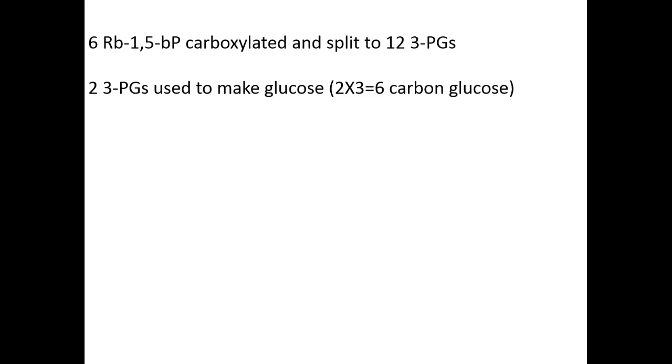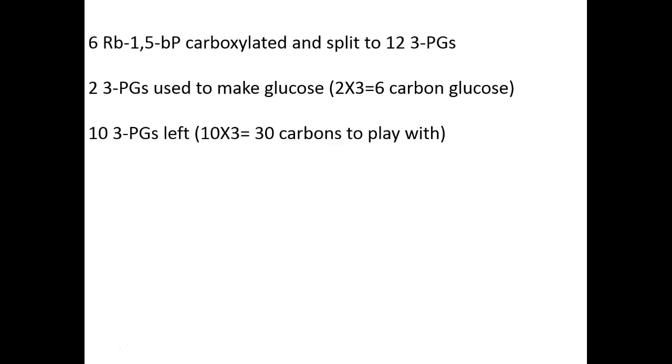2 of those 12 3-PGs go off and make glucose through a process that's very much like gluconeogenesis. Well, if 3-PGs are 3 carbons long and we stole 2 of them, that gave us a total of 6 carbons, and that's great because glucose is a 6-carbon sugar, and so those 3 carbons from each of those 3-PGs are used to build 6-carbon glucose. So the 6 carbons in those 3-PGs are accounted for in 1 molecule of glucose.